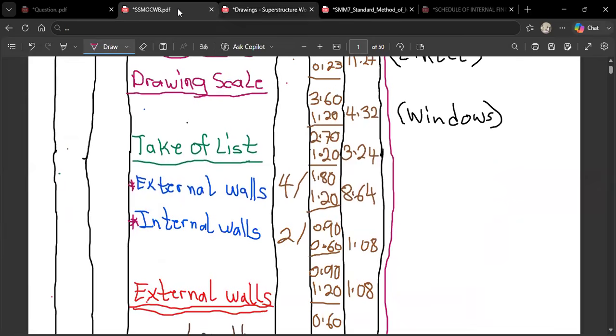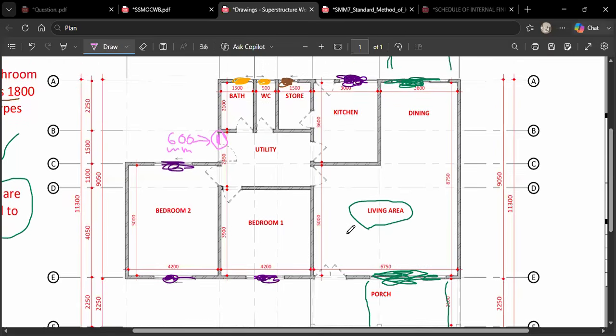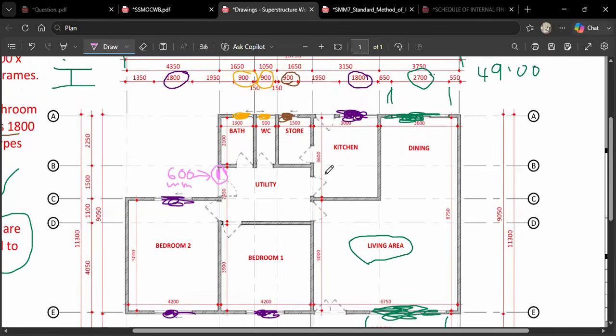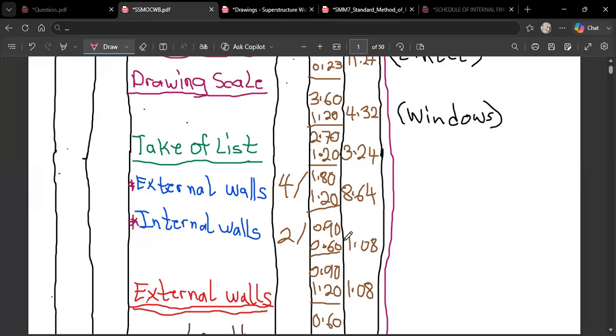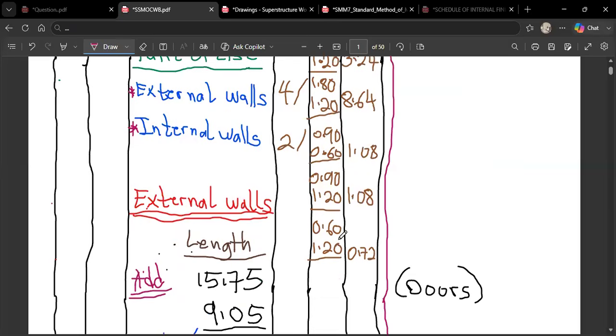So which one do I want to start with? We can start with the 900 ones. So we are still considering the external doors. Yes, the external doors: this one is 900, this one is also 900. So you see 2, so we say 900 times 2. It's as simple as that.